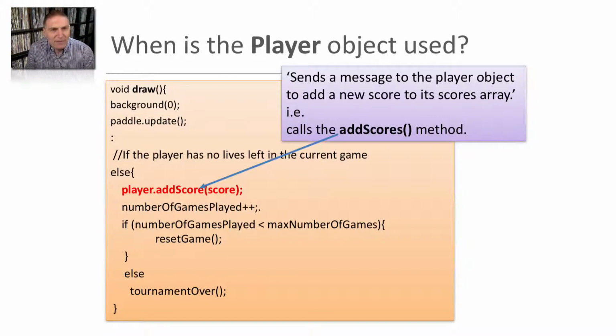We then have player.addScore passing in a score. So this is going to be called in the draw method, which we'll highlight here. And what we're saying is that when you're finished a game, you want to add that score to the score array, and we're doing that by calling the add score method of the player object.